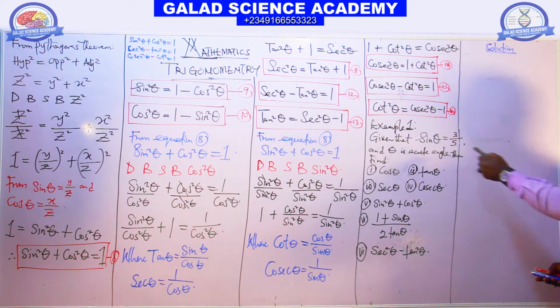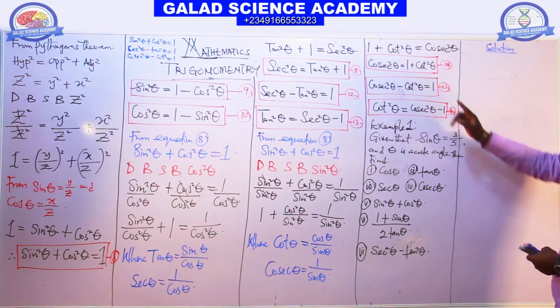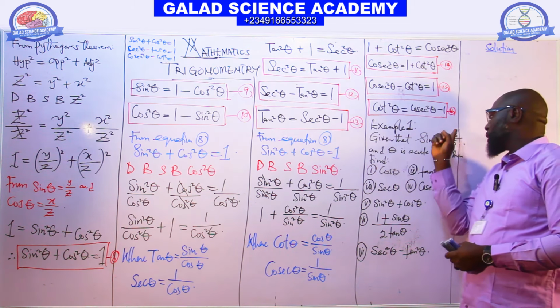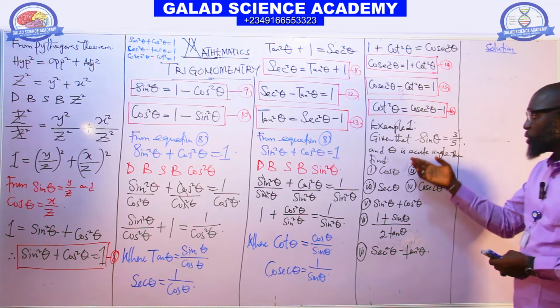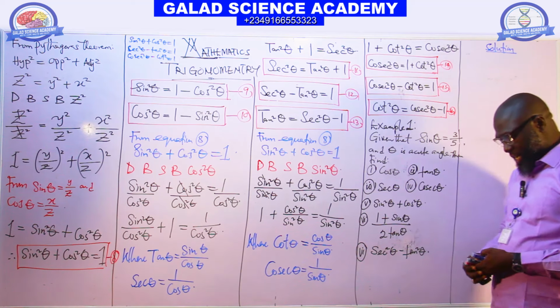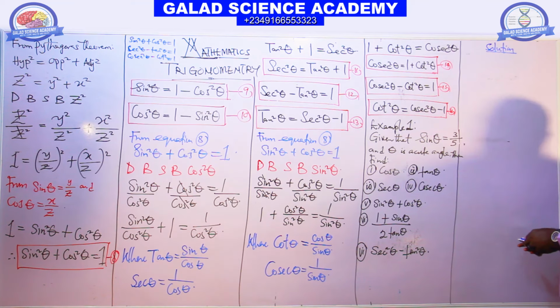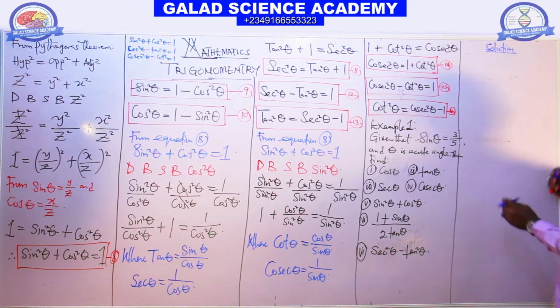So if you want to solve this kind of question, you are given that sin theta equals 3/5, and theta is an acute angle. The acute angle means an angle that is less than 90 degrees. So to solve it, the first thing you do is draw a triangle.